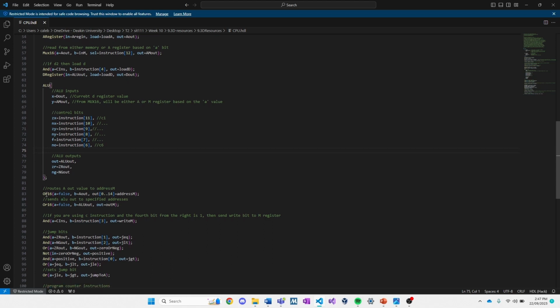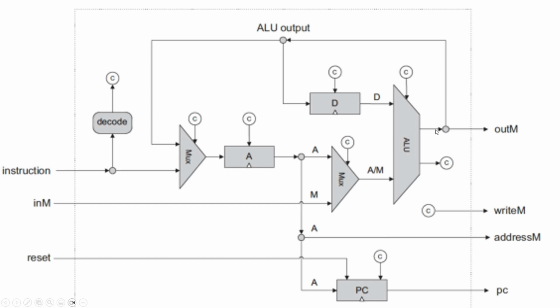So, in this OR gate, it's initially set to false, or its first input is set to false, its second input is the A out, and it just says if A out is true, if there's an A output, then output it at this address. So this statement can only output if A out is true. Our next line, we've done a similar thing. We've set A to false initially, and then our ALU output, if that's true, then output it at out M, which if we go back here, out M goes straight out.